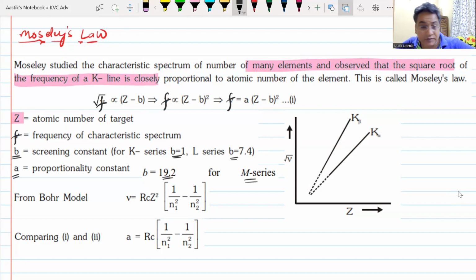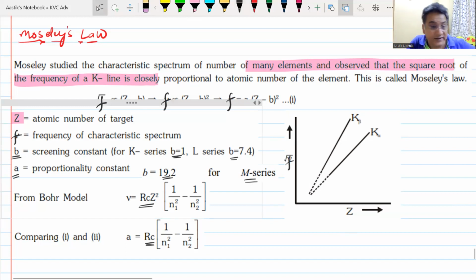9.2. A is a proportionality constant, and you can compare it with the Bohr model. You can find out that this A will be equal to Rc into (1 by n1 square minus 1 by n2 square). Do we understand this? Yes. If you plot a graph between root over frequency and Z, the graph would be a straight line. Do we understand this? Yes or no? Yes. Everyone understand this?